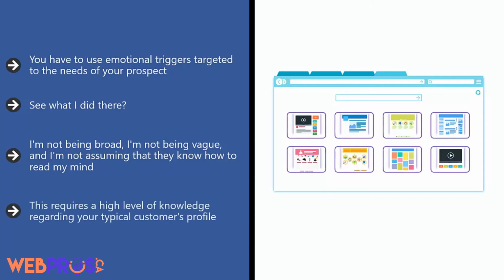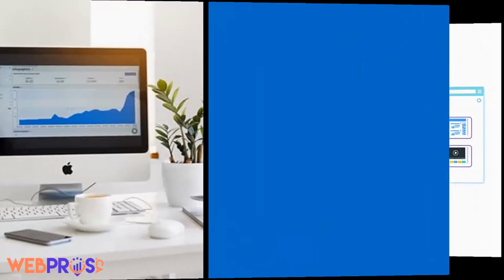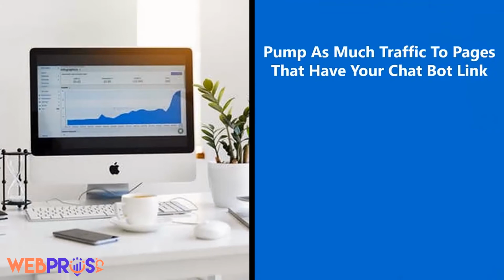This requires a high level of knowledge regarding your typical customer's profile. What are their problems? What are they struggling with? What frustrates them about their business? And your call to action must speak to those so as to pump as much qualified traffic to your Facebook Messenger chatbot as possible. Pump as much traffic to pages that have your chatbot link.